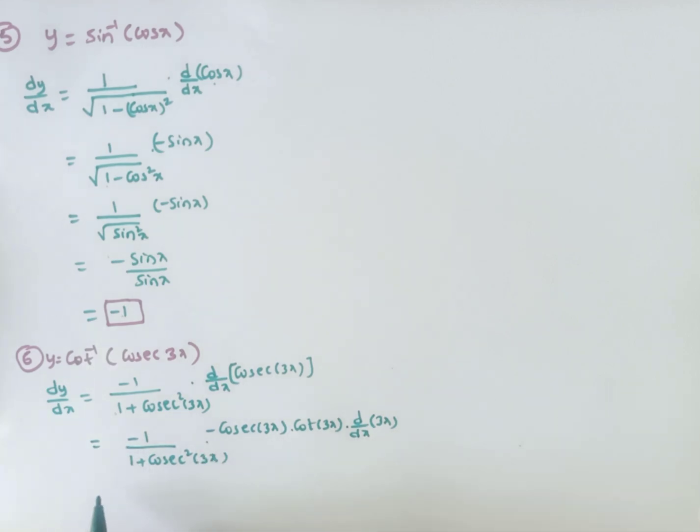So minus into minus is plus. So finally this is 3 into cosecant 3x into cot 3x, whole divided by 1 plus cosecant square 3x. So this is the derivative of cot inverse of cosecant of 3x.